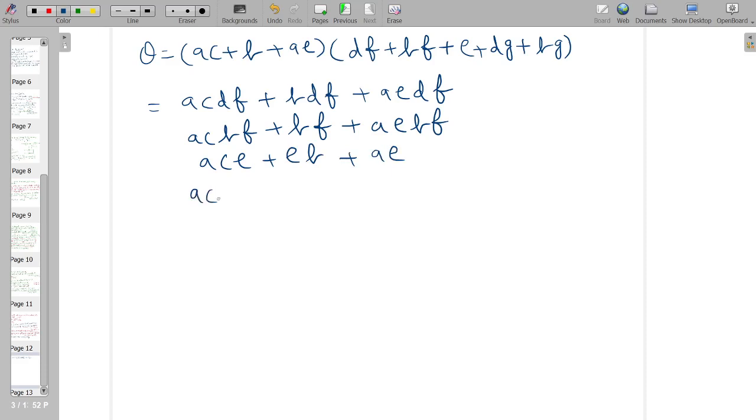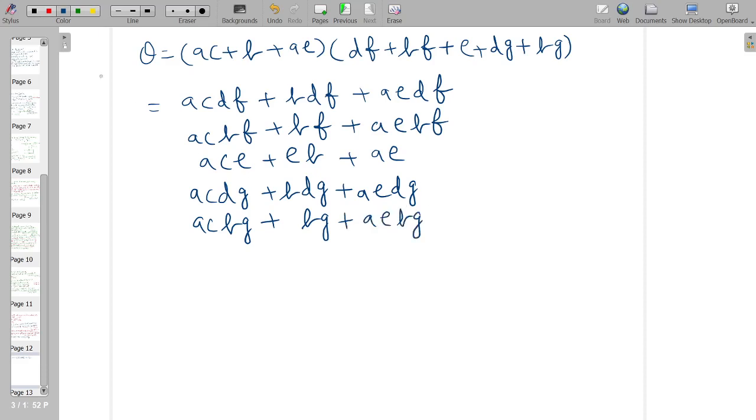Next term, ACDG plus BDG plus AEDG. Last one, ACBG plus BG plus AEBG. Okay.